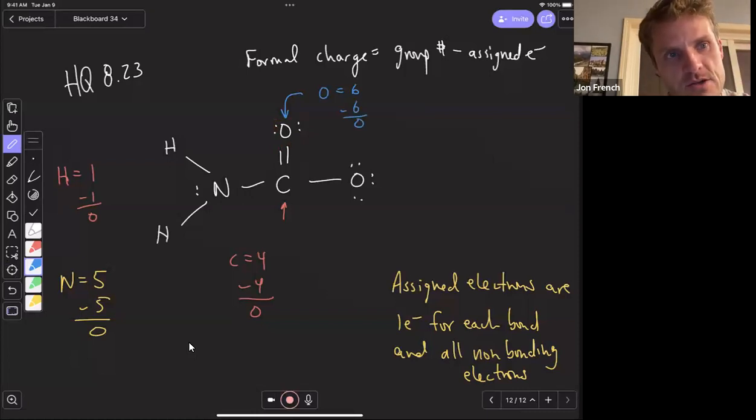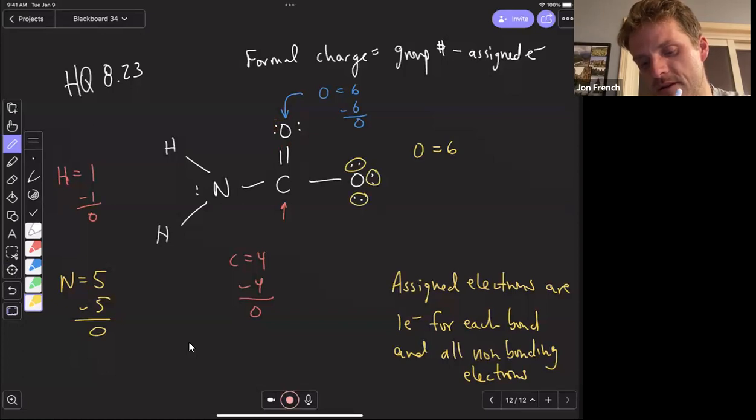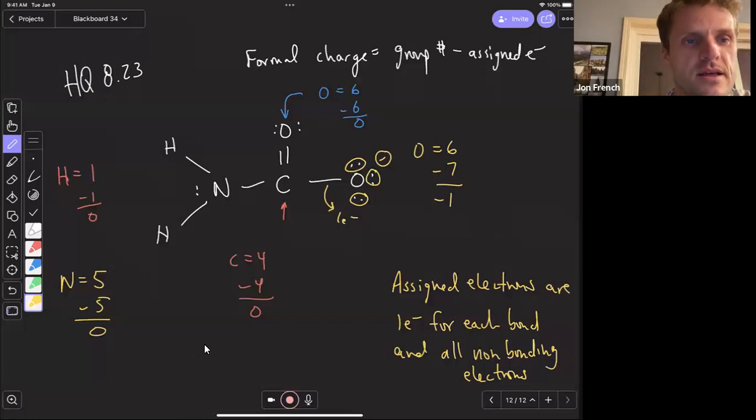The last oxygen, right? It's still group 6. This time I've got 1, 2, 3, 4, 5, 6, and then 1 electron there in the single bond. So 6 minus 7, right? I'm going to have a -1 charge assigned to that oxygen for question 23.